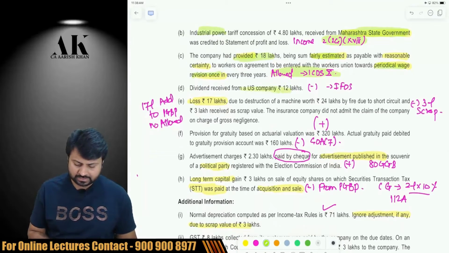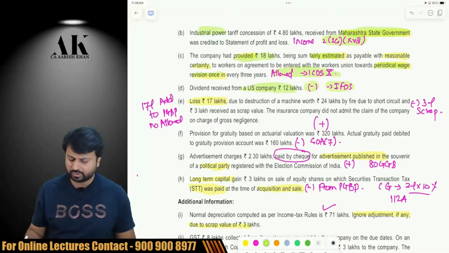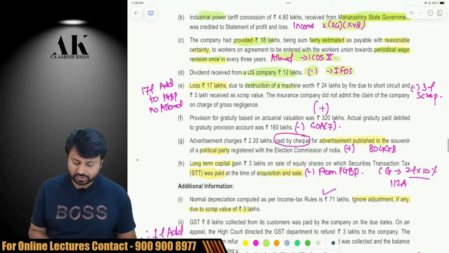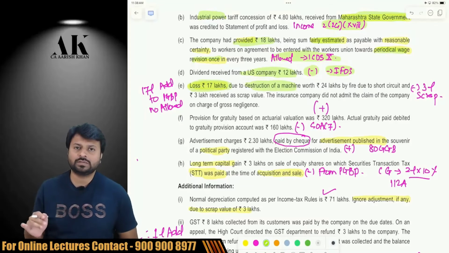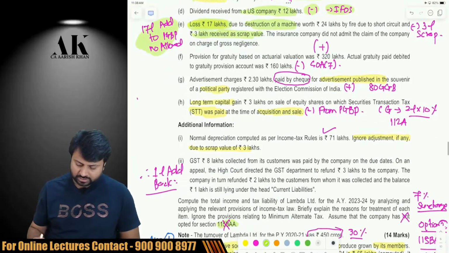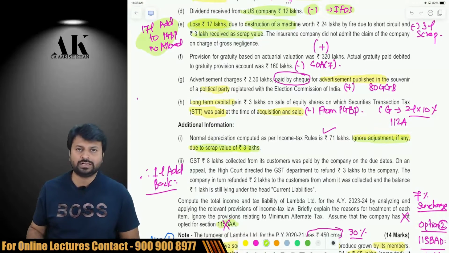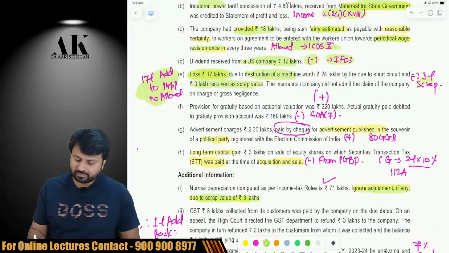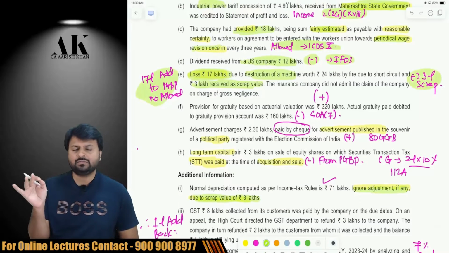Next one is you are receiving some dividend from a US company. So reduce it from PGBP and show it under IFOS. Next one is there is some destruction of machine on which there is a loss of 17 lakh rupees, and this loss will not be allowed as a PGBP expense because it's a capital loss. Therefore, it is disallowed. You have also received some 3 lakh rupees as scrap. The question has said to ignore the adjustment of scrap. That's the reason we are not talking anything about that scrap. We are just reducing that scrap from our PGBP income, but we are not giving any effect for that scrap.